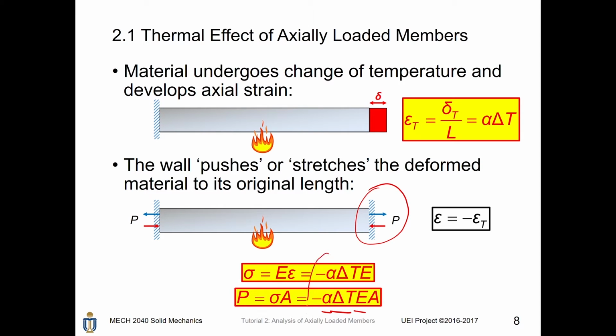Those parts are completely the same, right? And then you just multiply it by A. So I repeat, the axial stress equals minus alpha times delta T times the Young's modulus, while the axial force equals minus alpha times delta T times E, and then you multiply by its cross-sectional area.